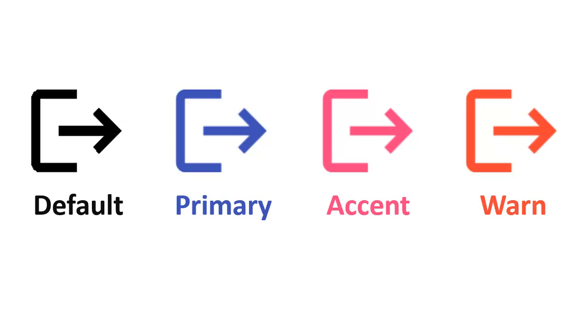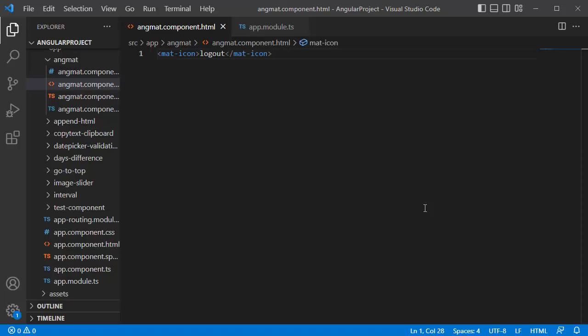To use these colors, let's go to the code editor. Currently I have one single mat-icon here. Let me copy this one and make it three icons. To use these different color palettes, you need to mention the attribute as color, and within the double quotation you need to mention which color palette you want to use in your application.